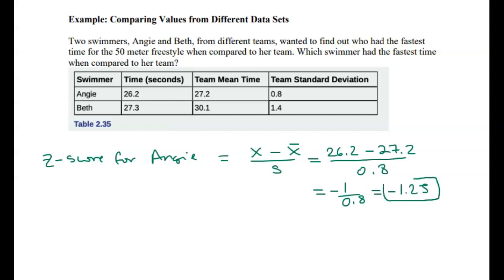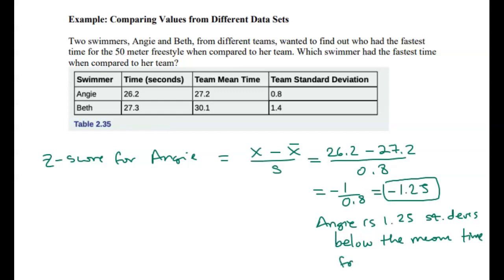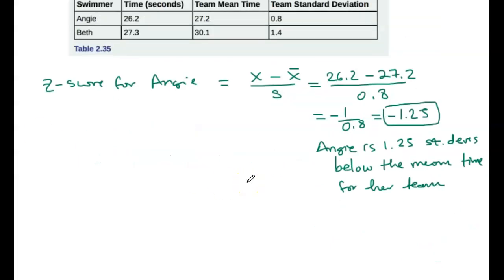Alright, so this tells me that Angie is 1.25 standard deviations below the mean time for her team, which means she's doing better. She's faster than average, and this is kind of a measure of how she compares. How much faster is she?